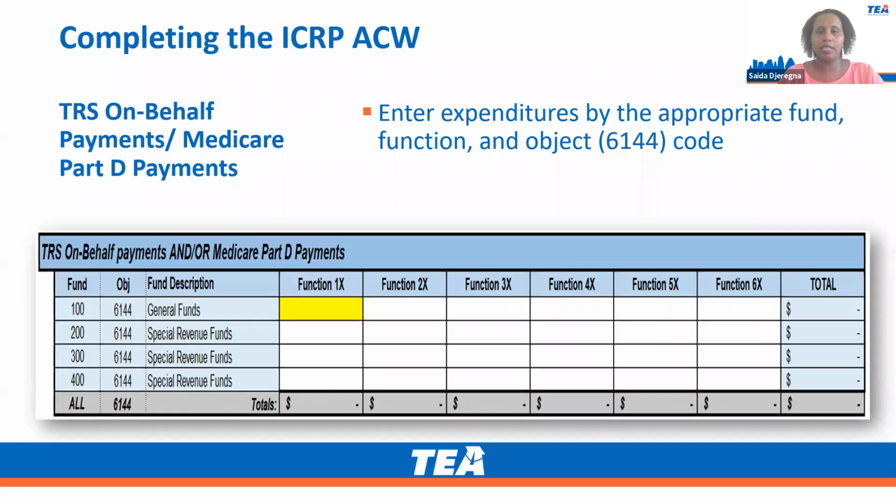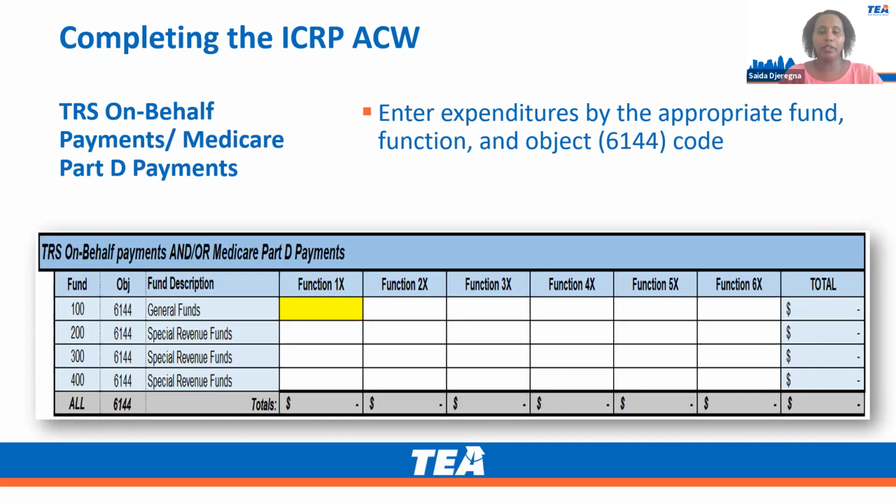Next section is the TRS on behalf payments and/or Medicare Part D payments. Here again, enter the expenditure for all TRS on behalf payments and/or Medicare Part D payments made during the applicable fiscal year by the appropriate fund, function, and object code as requested in the worksheet. These payments are considered excluded in the indirect cost rate calculation.